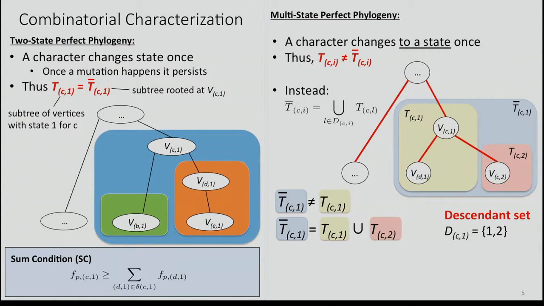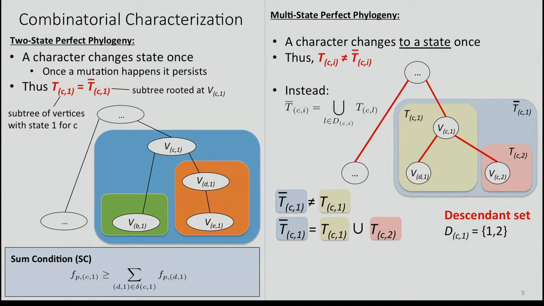Now let's go to the multistate case. Here we have the infinite alleles assumption. So we have more than one state, and now something different happens. If I look at the same character, state 1 for character C, the subtree rooted at this vertex contains three vertices. But at this vertex over here, we introduce a new state for character C. So the subtree rooted at this vertex has three vertices, and the subtree where character C has state 1 just has two vertices. So that's basically different.